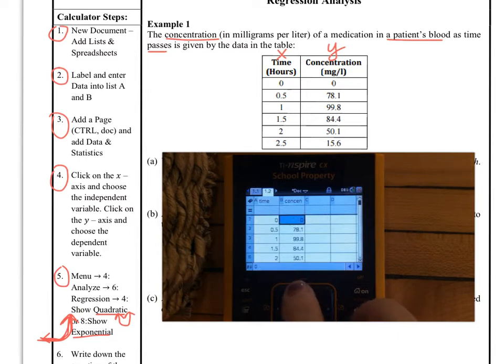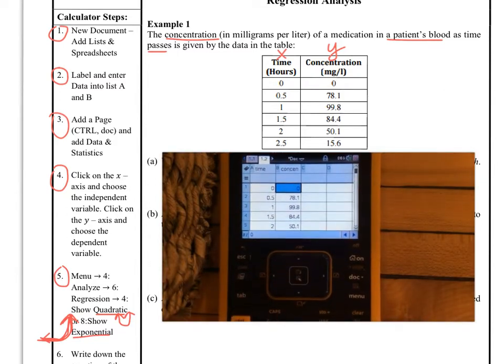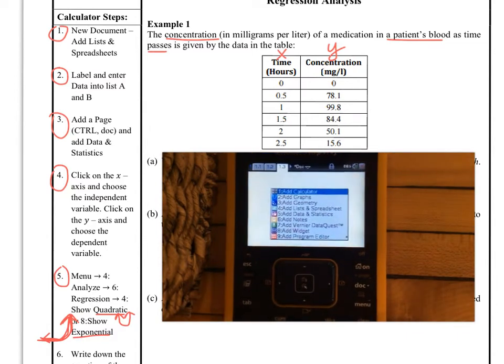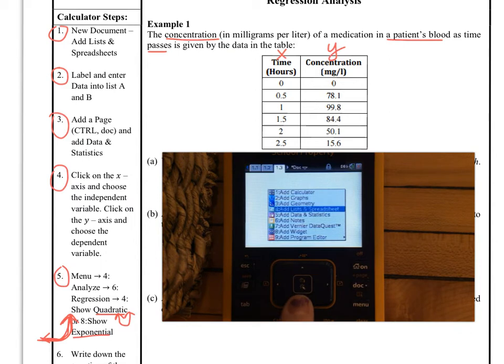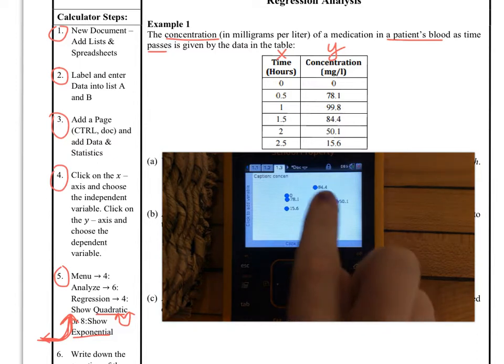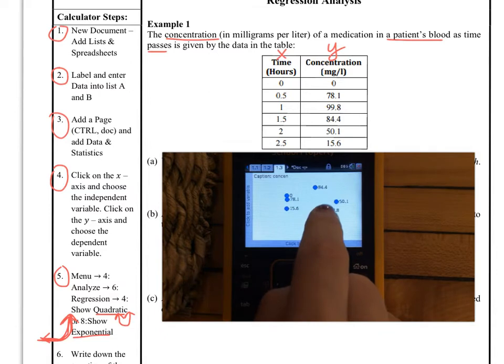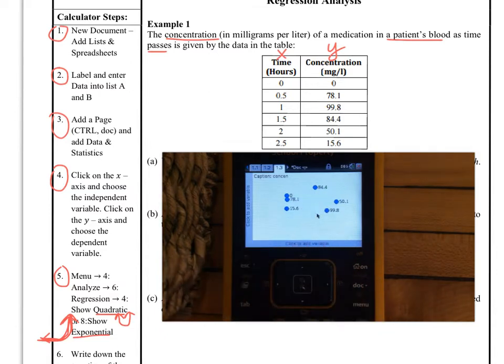So what you have to do next is add a page. So you're going to hit Control Document. And it says add. What we want is not another list and spreadsheet, but to add data and statistics. So it's going to display our data as these random scatter plots. So these dots all over are each one of our pairs of data that we just entered into our calculator.